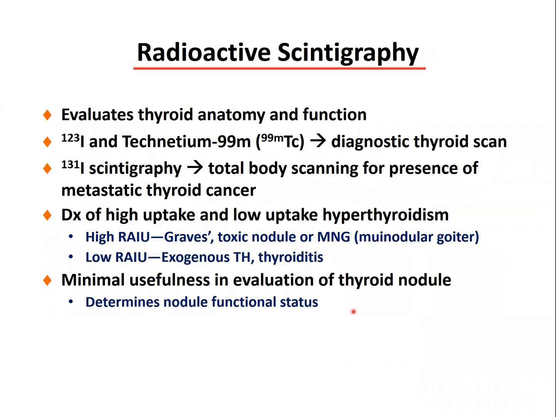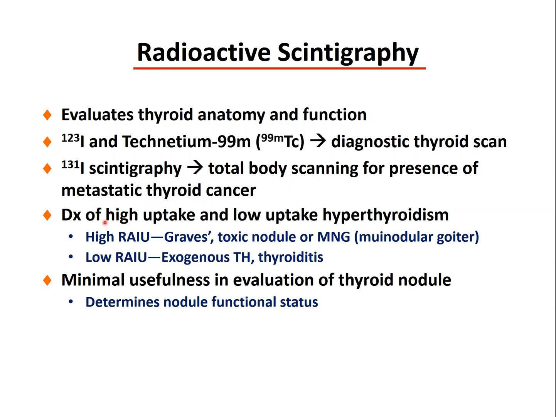The radioactive scintigraphy that they are using can evaluate the anatomy and the function of the gland. The radioactive tracer can be technetium or iodine, and both can be used to diagnose thyroid disease. Iodine can also be used for scanning the body for metastatic thyroid cancer, because only thyroid cells can take up iodine. No other cells take up the iodine.